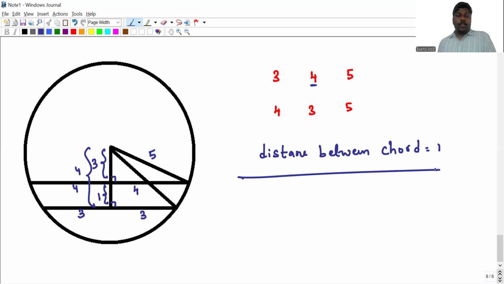In the exam, they don't give you, okay, 2 chords. They may give you 1 chord. Let's say 1 chord is 8. Let's name them AB, name them CD.